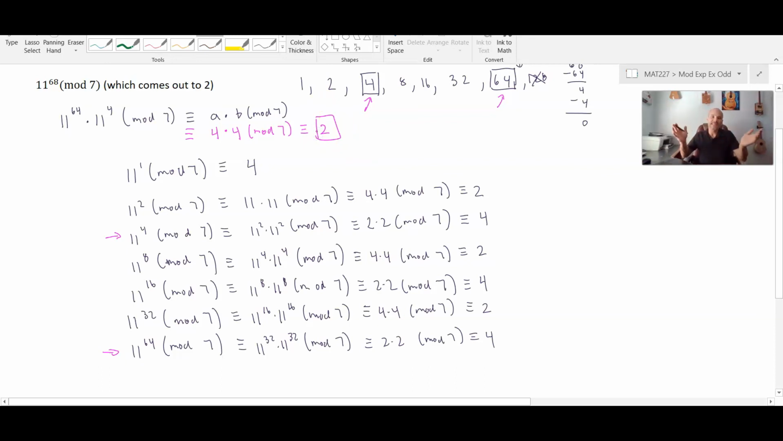So in essence, the process is exactly the same, but it's important to first start off figuring out how you're going to factor your base to the exponent in such a way so that you're utilizing all of the binary exponents.